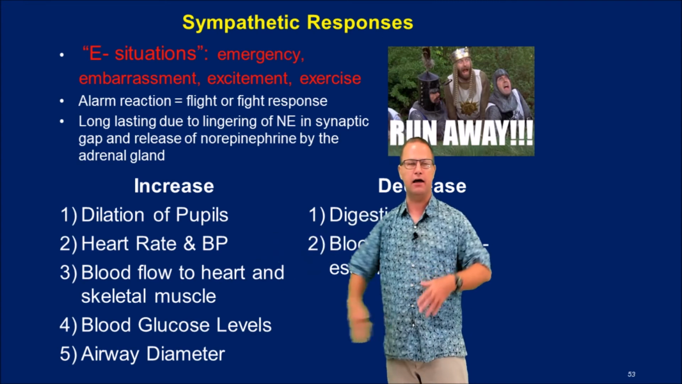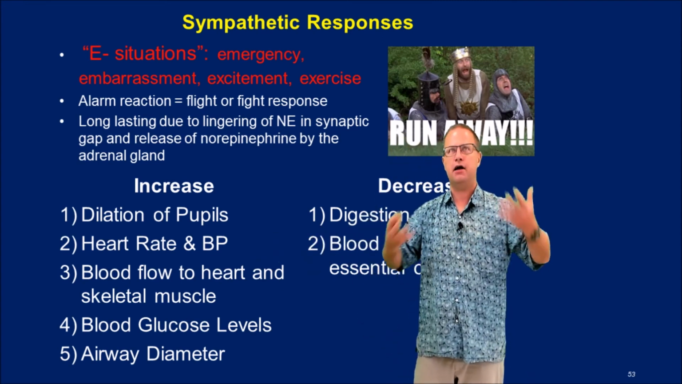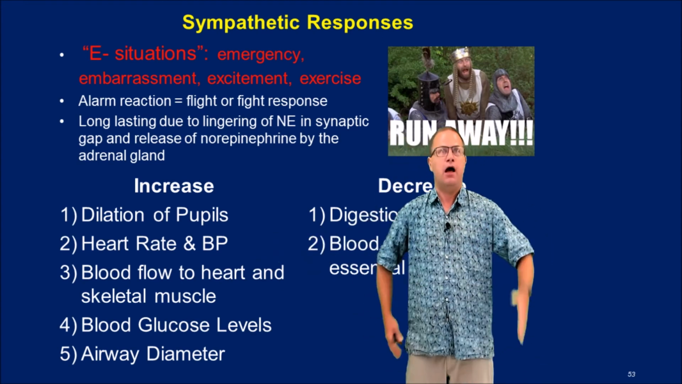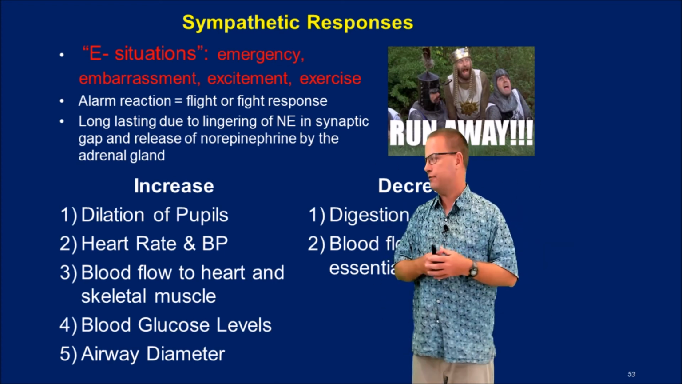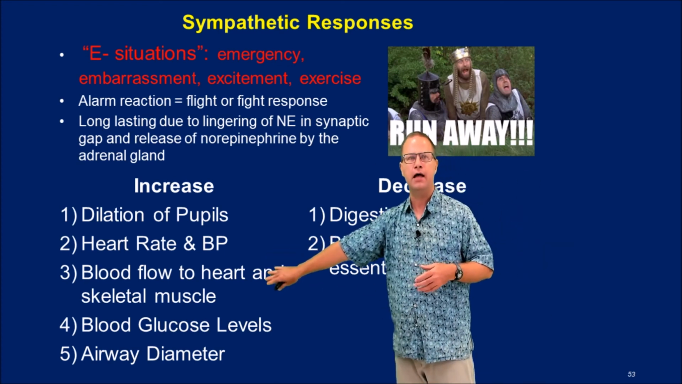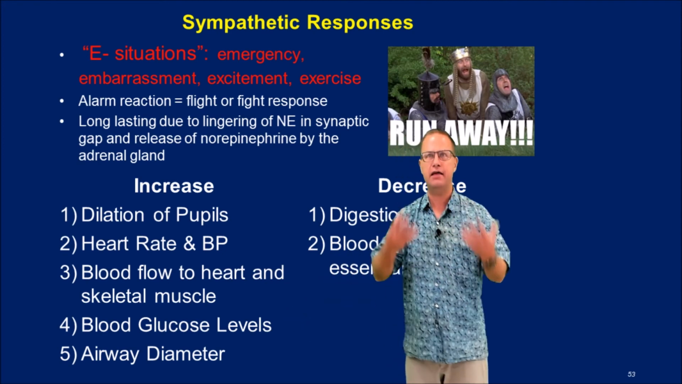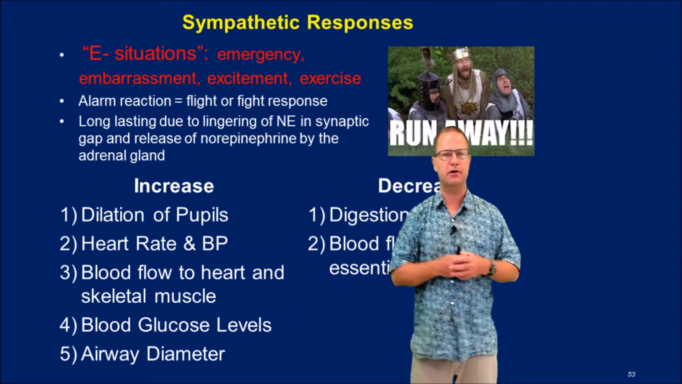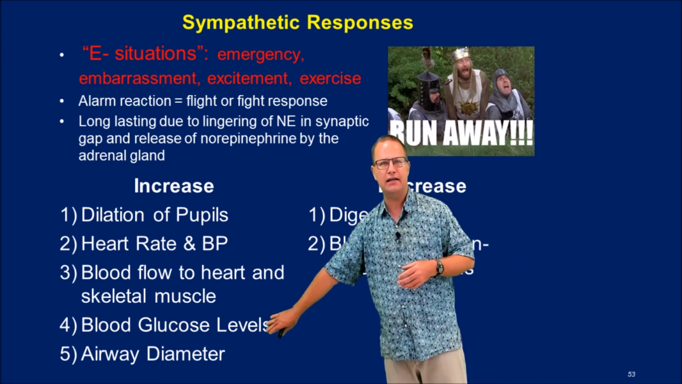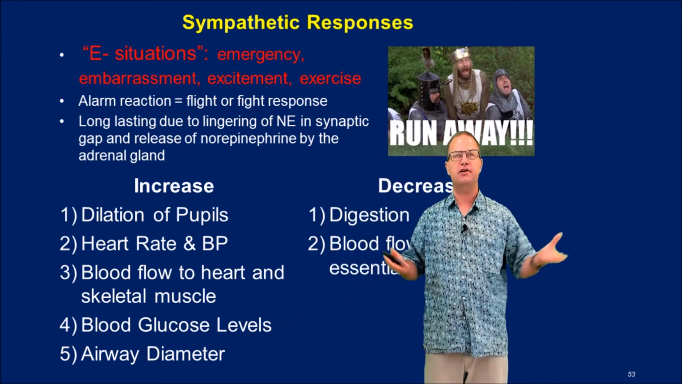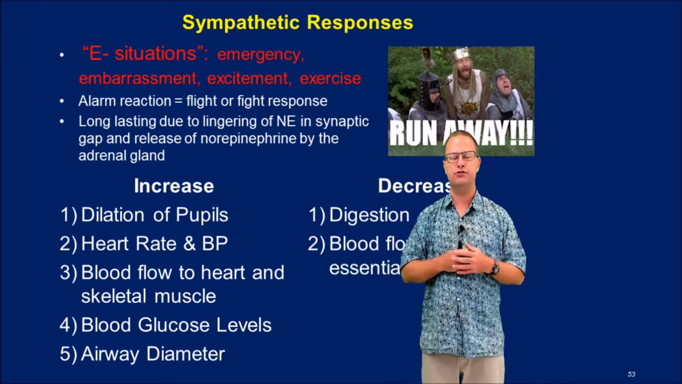If there's a tiger chasing us, we can see the tiger from much further away. It also helps to elevate the heart rate and blood pressure. This helps to give us the energy we need to fuel our muscles to get us away from whatever the emergency is, the tiger, whatever. It also helps to provide us with a lot more blood glucose, so we have energy, again, to get away from whatever the emergency is, and it also dilates the airway diameter so that we can breathe much more easily and get a lot of oxygen to our tissues.